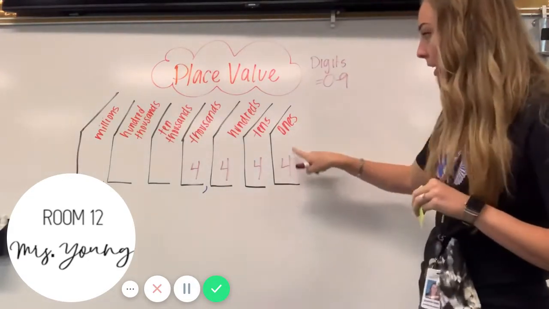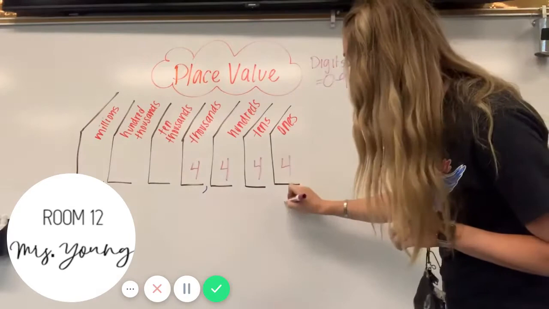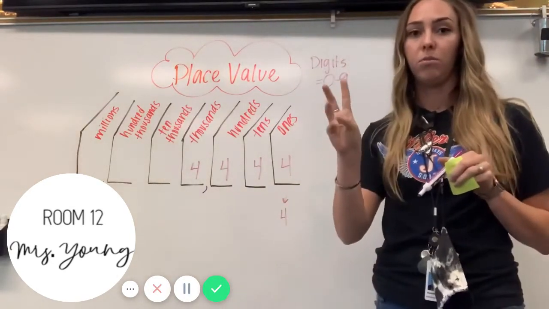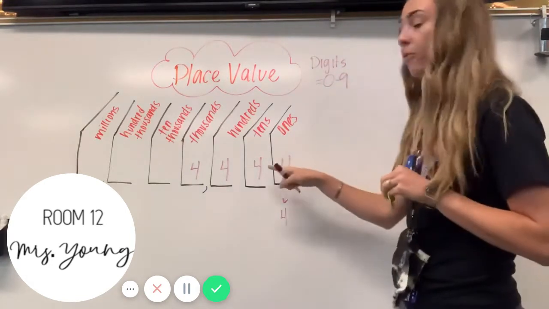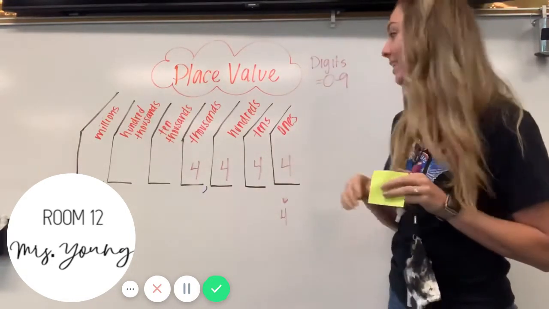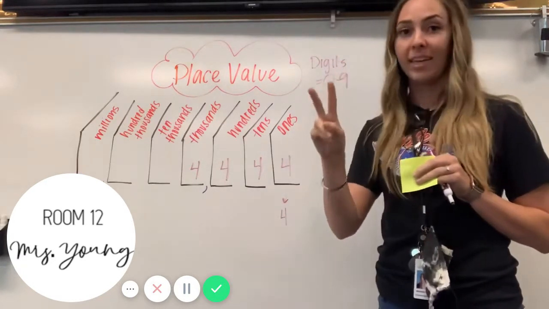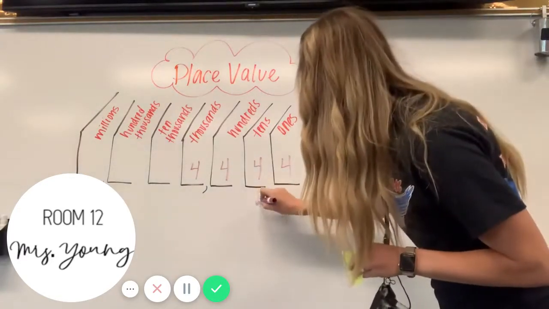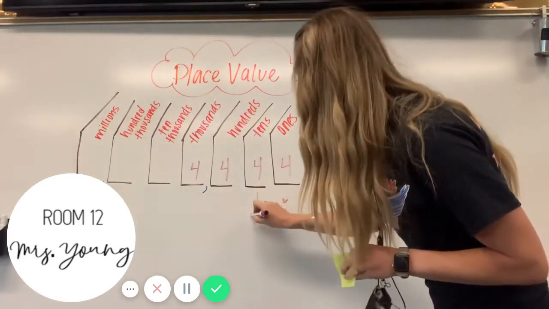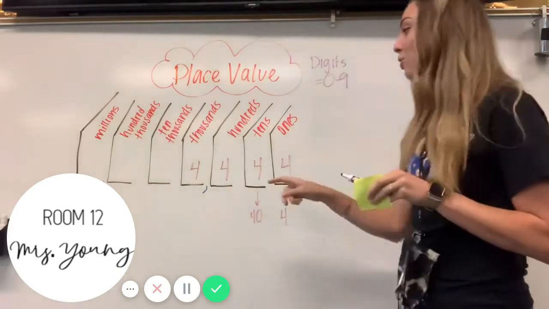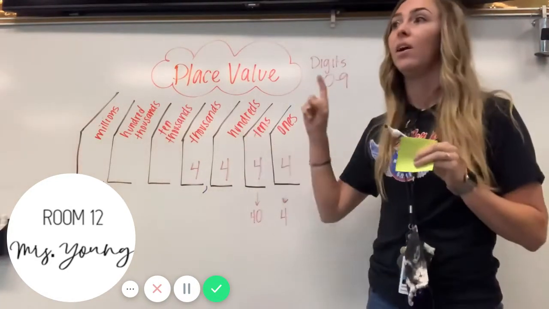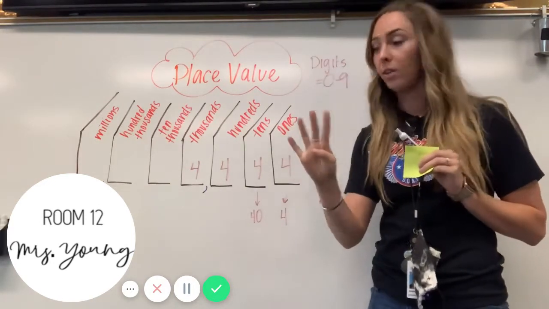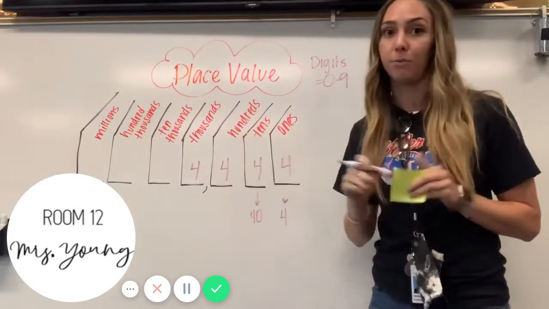So if I have 4 in the ones place, that is just 4. 4 ones, 1, 2, 3, 4. But if I have 4 in the tens place, 10, 20, 30, 40. 4 tens has a value of 40. Let's do 4 hundreds. Count with me. 100, 200, 300, 400. 4 hundreds is 400.